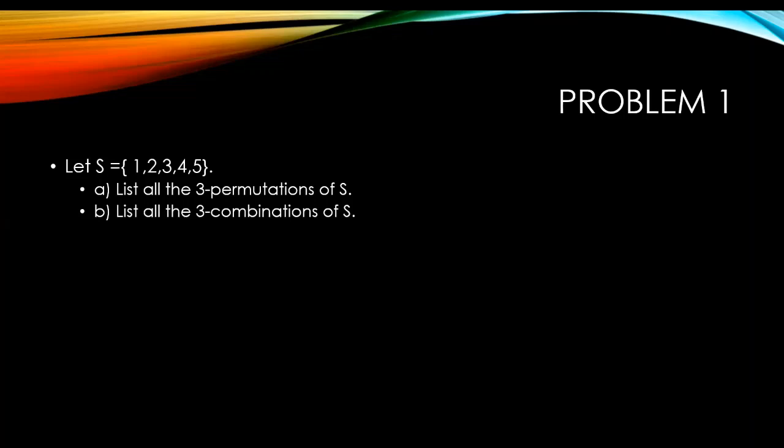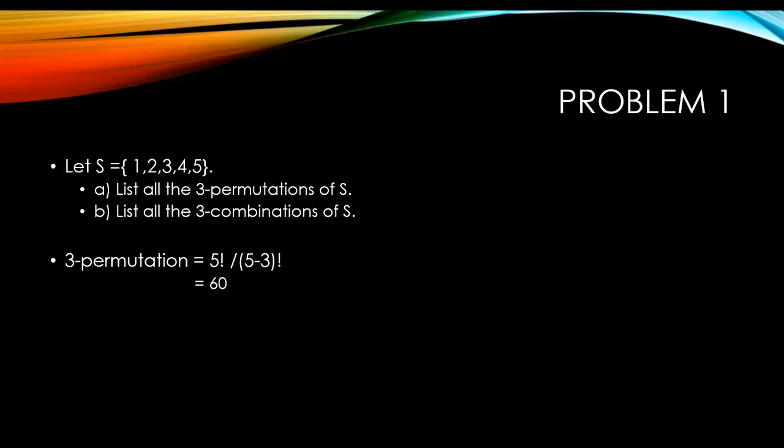So let's start with permutation. The 3-permutation could be solved by the formula of permutation, n factorial divided by (n minus r) factorial, wherein n is equal to 5 and r is equal to 3. So we have 5 factorial divided by (5 minus 3) factorial. The result is 60 patterns. So we have 60 patterns for 3-permutation for set S.